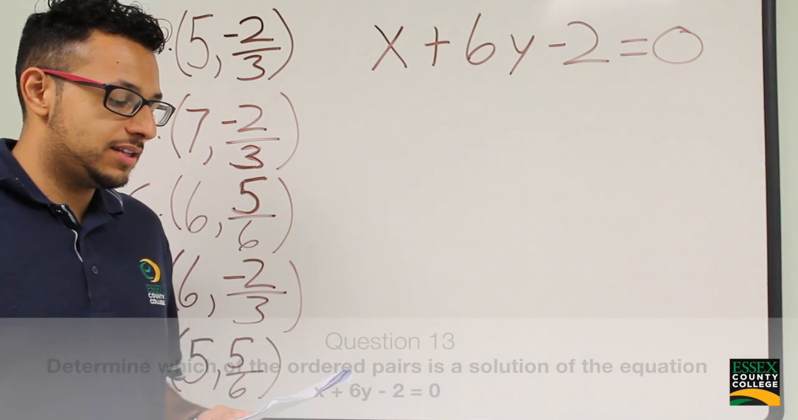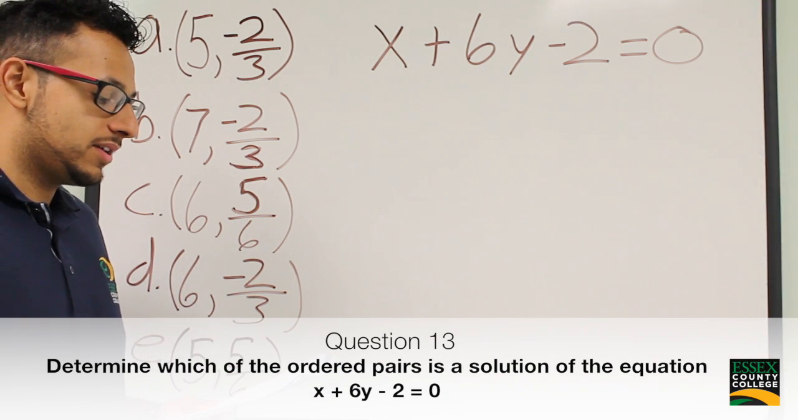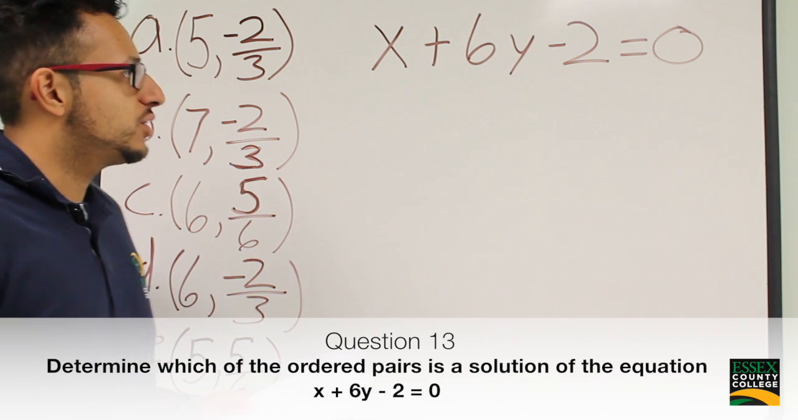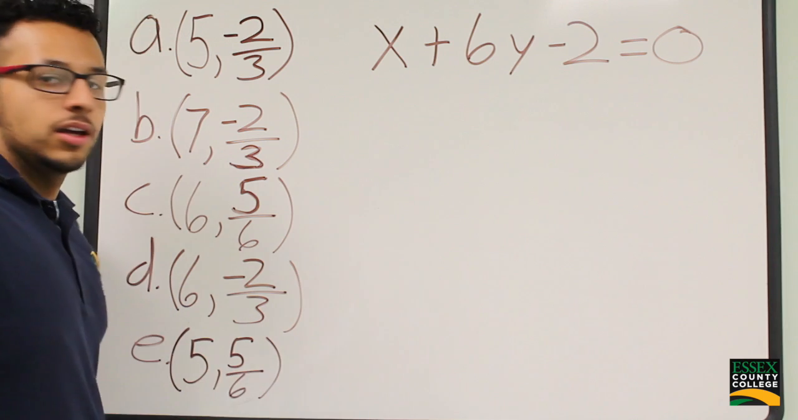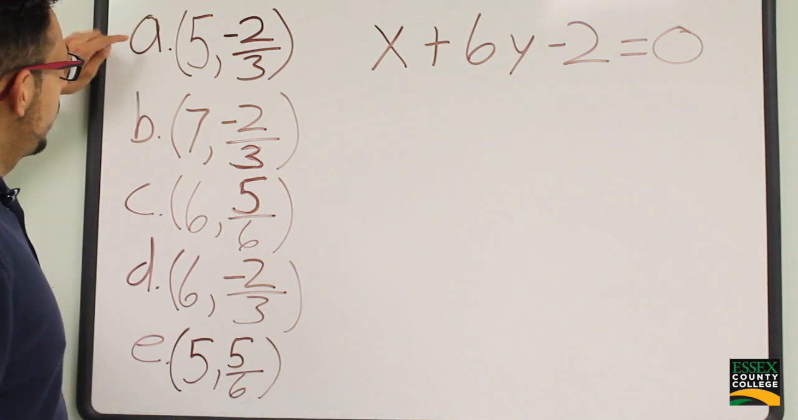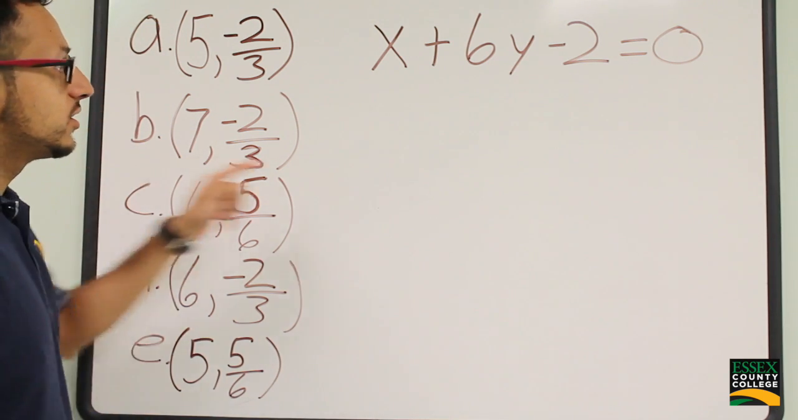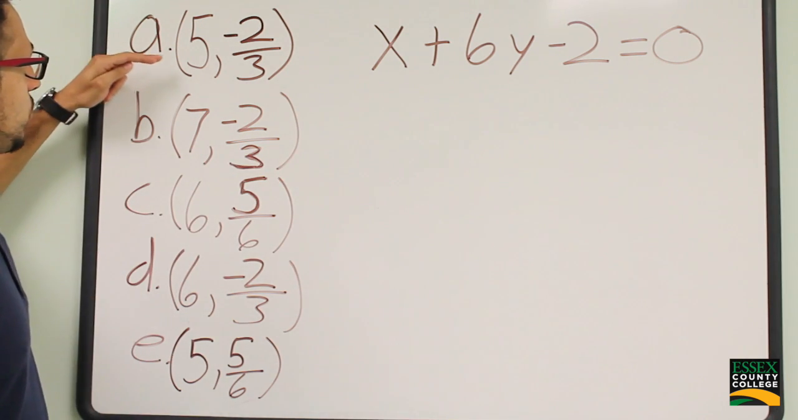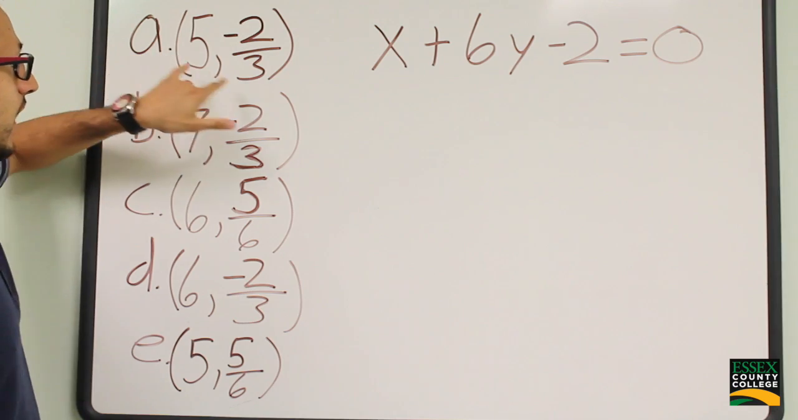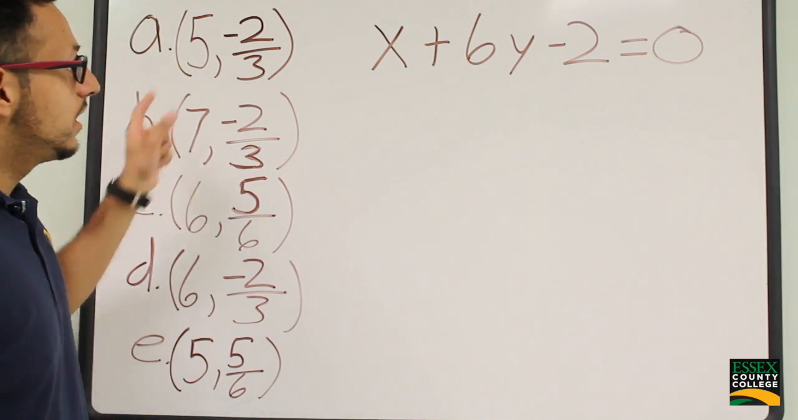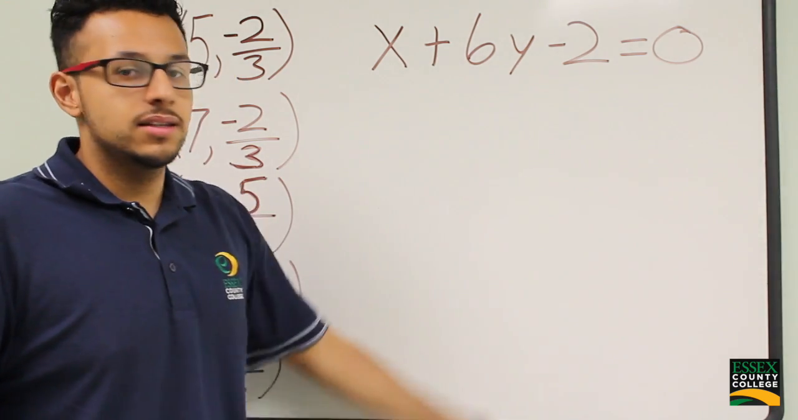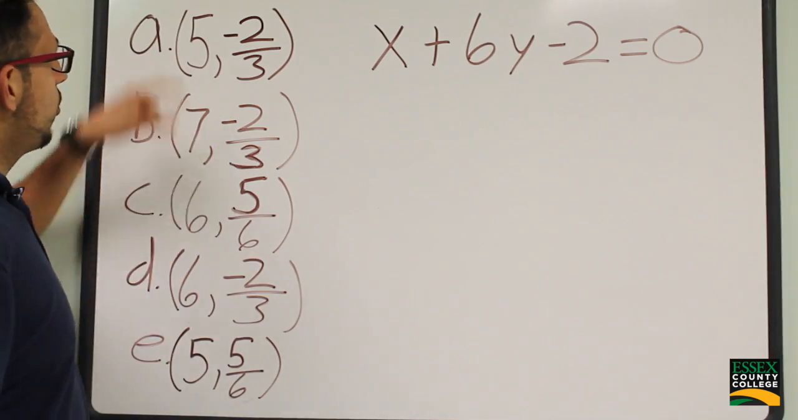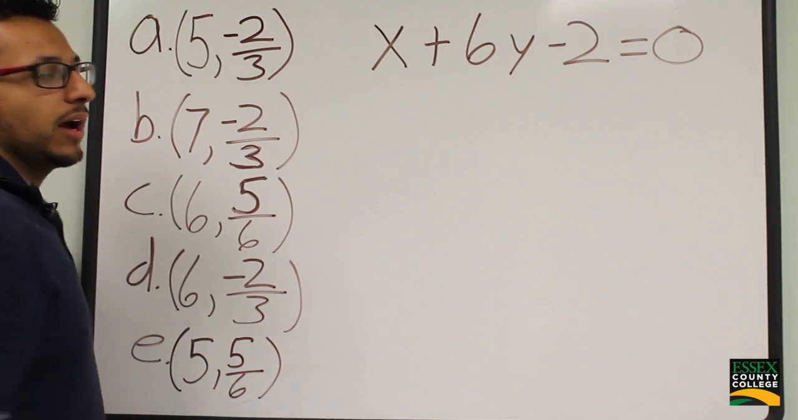The problem states, determine which of the ordered pairs is a solution of the equation x plus 6y minus 2 is equal to 0. The question wants to know which of these ordered pairs is a solution to this equation, meaning that when you plug in the values that are given, the equation stands and this side equals 0. So the ordered pairs are always in x, y position.